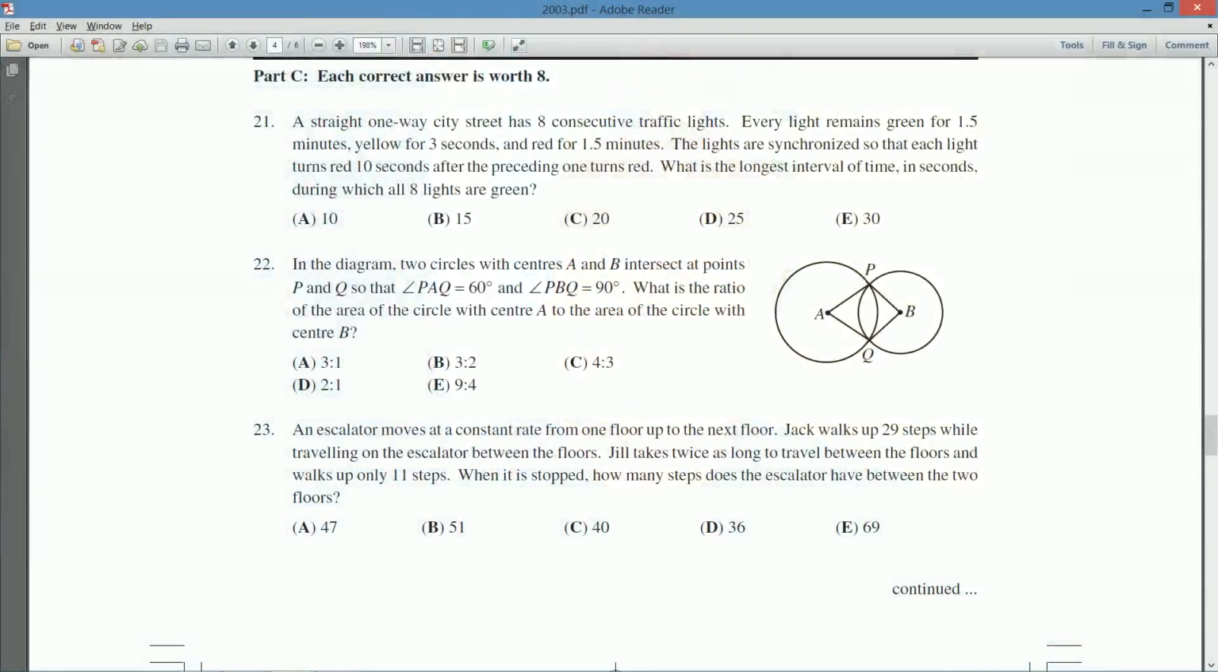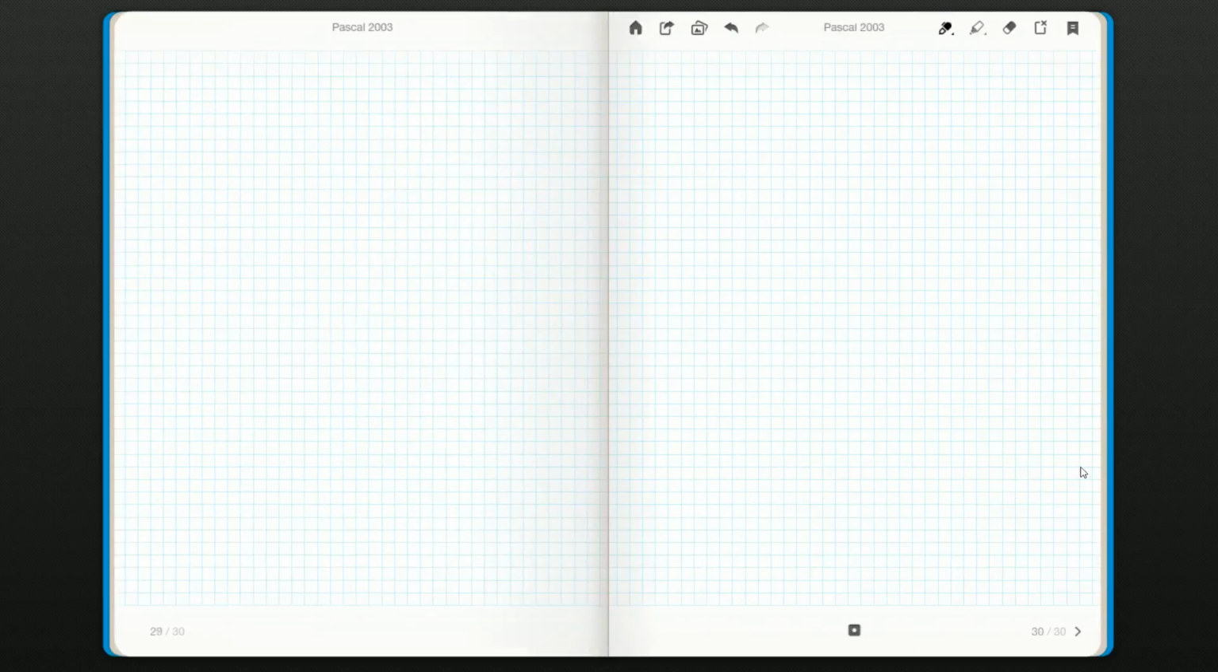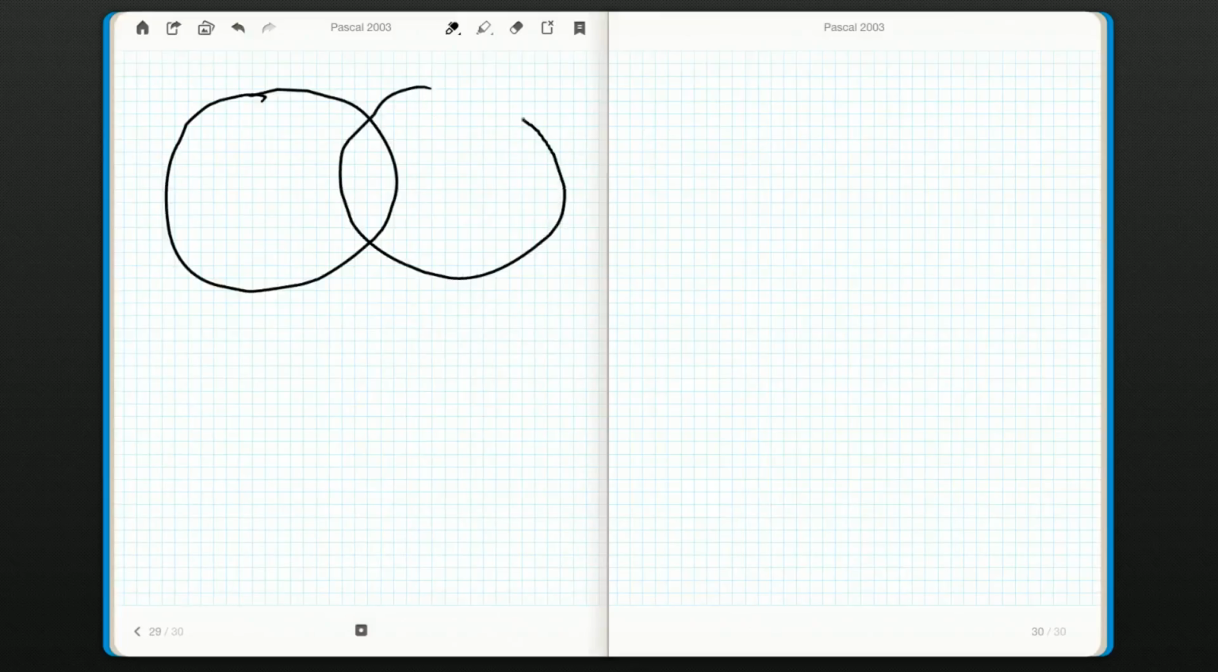Well, let's draw ourselves a picture and see what we can see. Okay. So, do our best to draw some nice circles. Okay, there's P, there's Q, there's A, and there's B, and they were nice enough to connect these up.